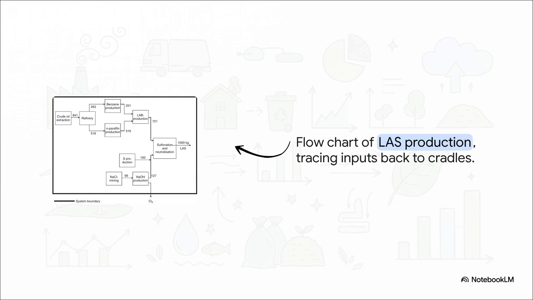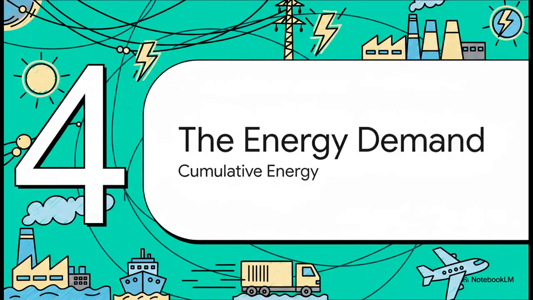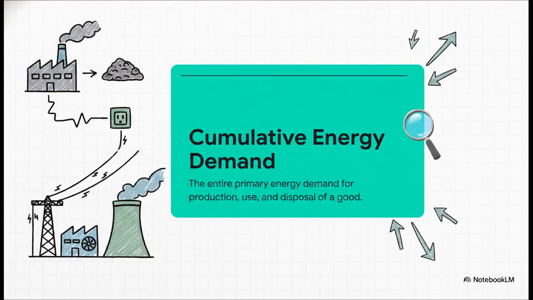Think about it. The extraction of crude oil branches through a refinery, splits into different chemicals, and eventually merges with mined salt. And every single step of the way requires its own strict energy and mass audit. That brings us to Section 4, the energy demand. Of course, moving and transforming all of those materials across that giant web takes a ton of power. So environmental accountants have to calculate the cumulative energy demand, or CED.